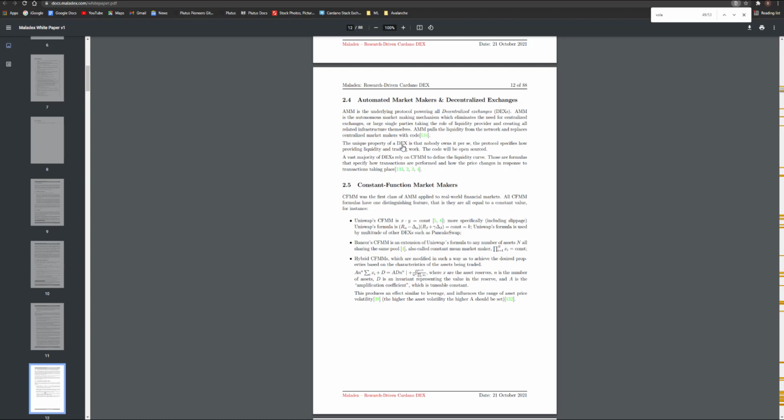The unique property of a DEX is that nobody owns it per se. The protocol specifies how providing liquidity and trading work. The code will be open sourced. So that essentially is the key thing of what a DEX is there.